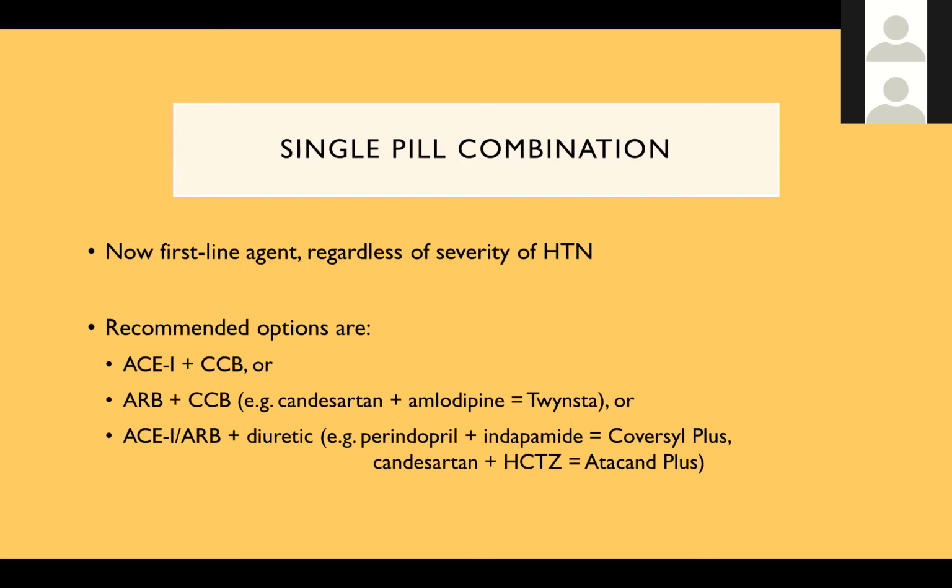The Hypertension Canada guidelines do explicitly recommend one of these three options, either an ACE inhibitor plus a calcium channel blocker, an angiotensin receptor blocker and a calcium channel blocker, or an ACE inhibitor or ARB and a diuretic. And I just listed a couple of single pill combination medications that are available here.